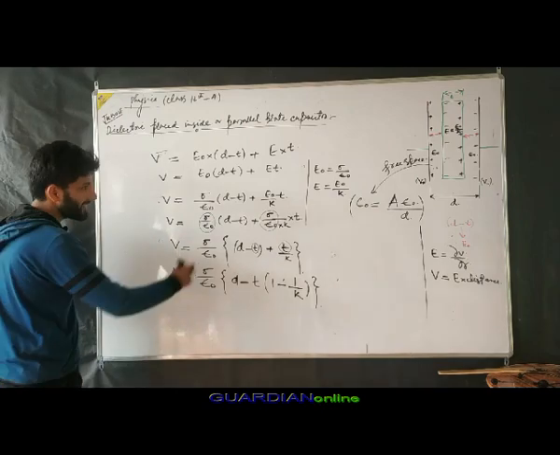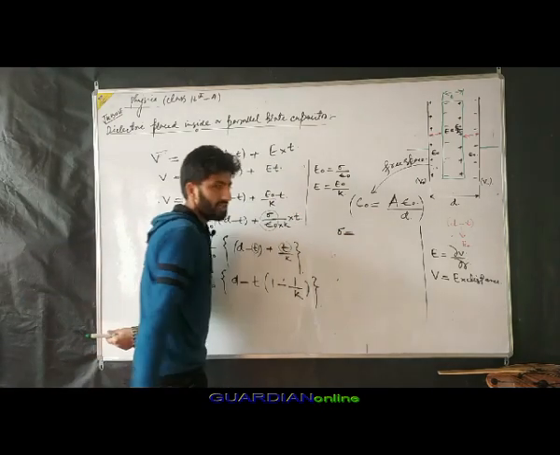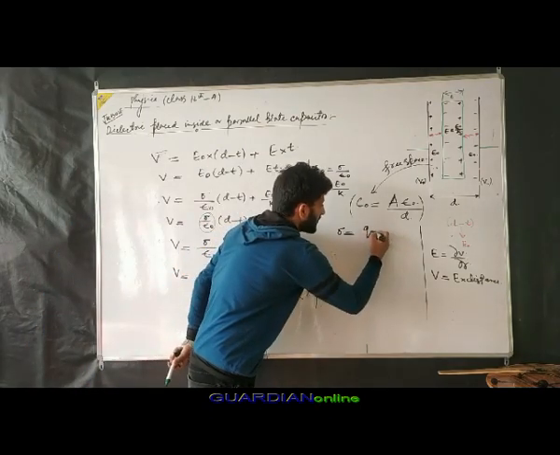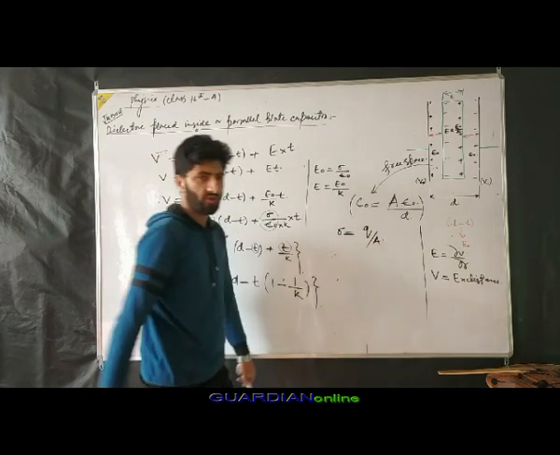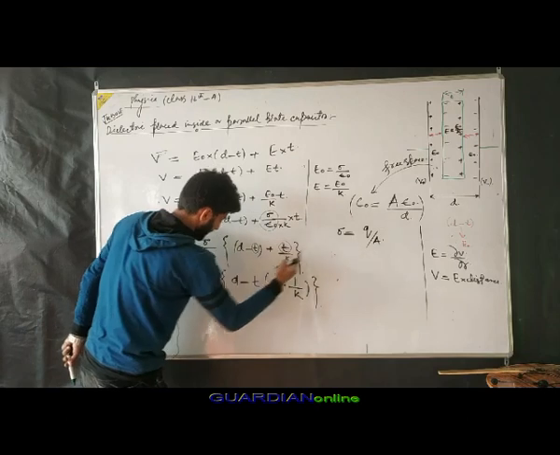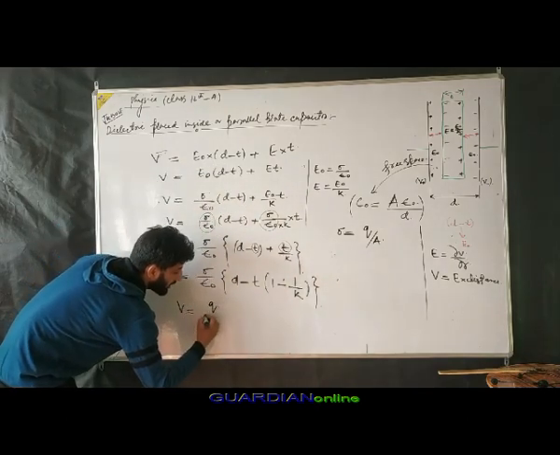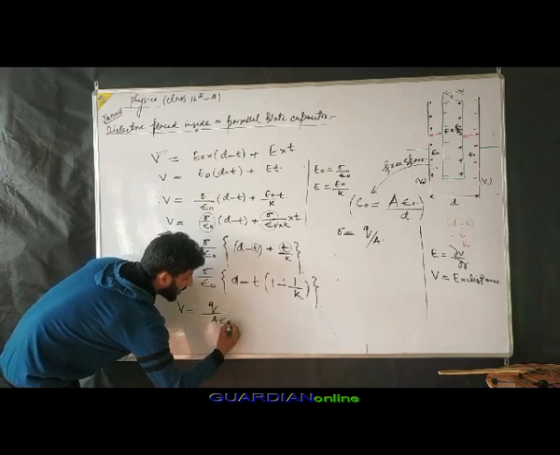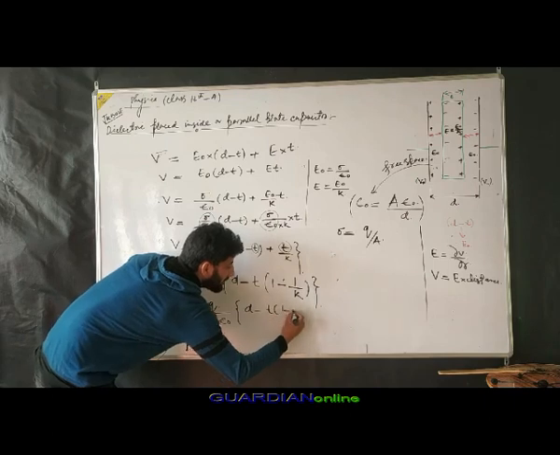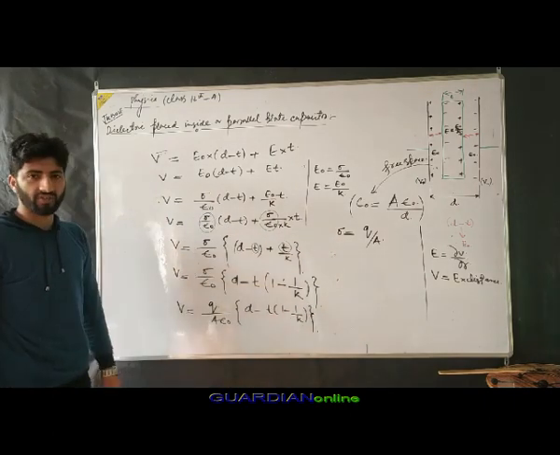Now, if we recall the earlier equation, sigma is the surface charge density, which is simply q divided by A, the charge per unit area. Now substitute the sigma value. So V is simply equivalent to q divided by A epsilon naught, bracket d minus t, 1 minus 1 divided by k. Very simple equation. Very good.